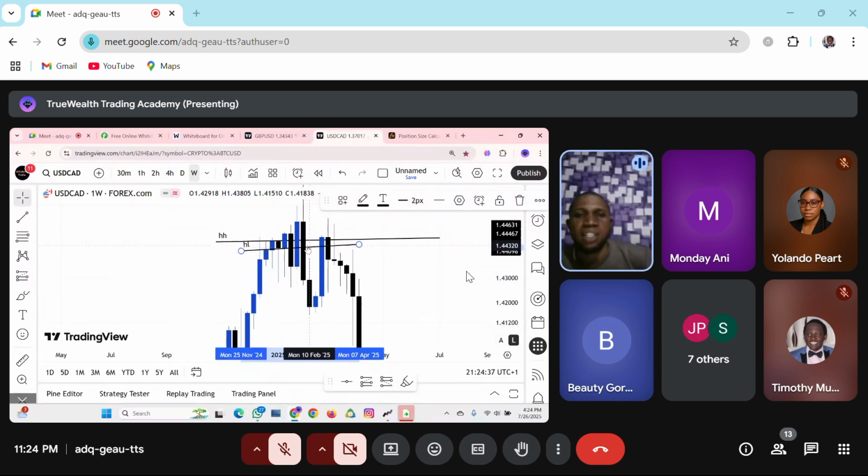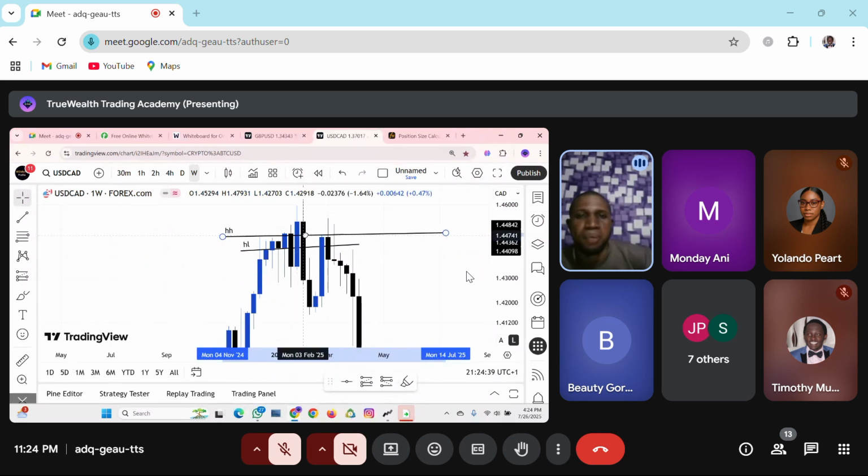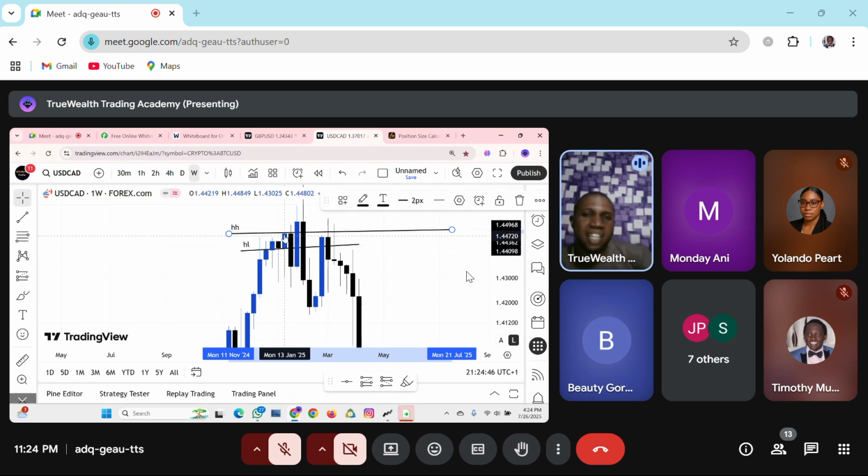Boom. And it went up. Boom. Right? Now, if you notice here, this candle broke down this place to downtrend. Are you seeing? Boom. It went to a downtrend.